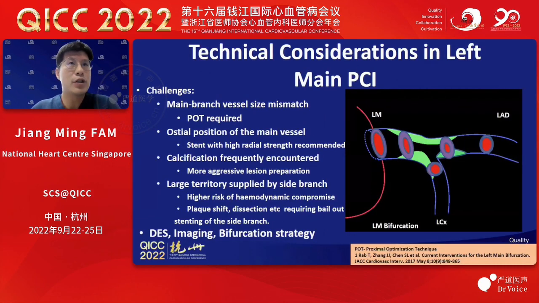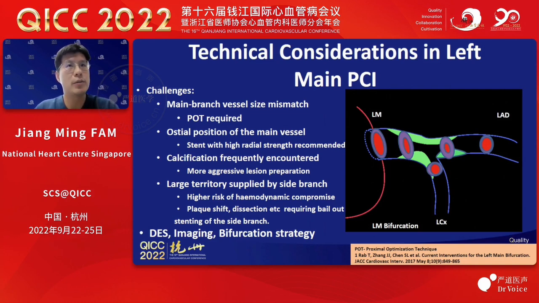Now, the anatomical features of the left main pose some technical considerations in left main PCI, some of which are listed here. Sometimes there's a mismatch between the proximal main vessel and the distal side branch vessel size. So after you stent according to the distal vessel, one is required to perform proximal optimization technique, or POT for short. The ostial lesion of the main vessel requires the use of a stent with high radial strength, and calcification is frequently encountered, requiring more aggressive lesion preparation.